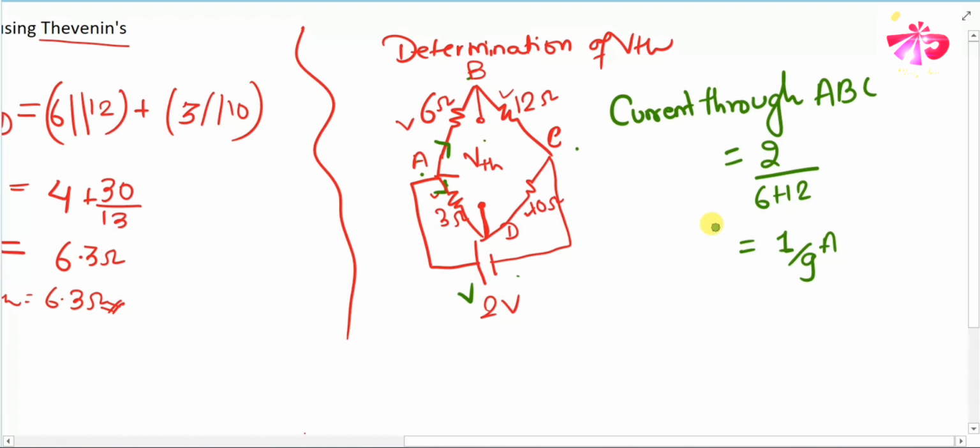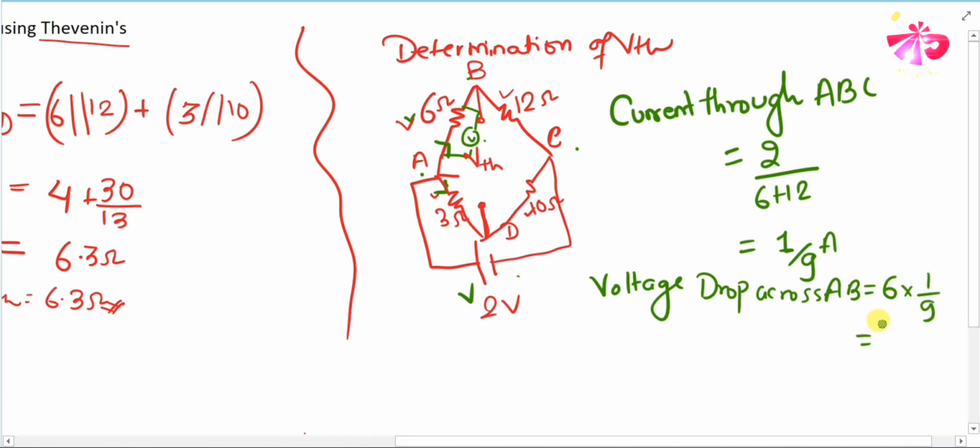After identifying the current, now let's identify the voltage, because in order to find the VTH, we have to identify the voltage across AB. So let's identify the voltage drop across AB. What will be the voltage drop? You know the value of current. We know V is equal to I into R. So for now, R is 6 ohm, this 6 ohm is our R, and our current already is 1 by 9. So total voltage drop is 2 by 3 volt.